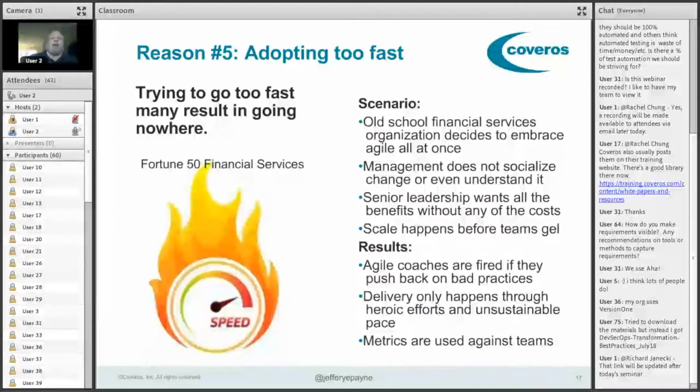Delivery was happening in various places in the organization, and senior management was using those as success stories, but they were really happening not because Agile was being done in a sustainable way, but because of heroic efforts at an unsustainable pace, which was killing people. And last but not least, metrics were used against the teams.